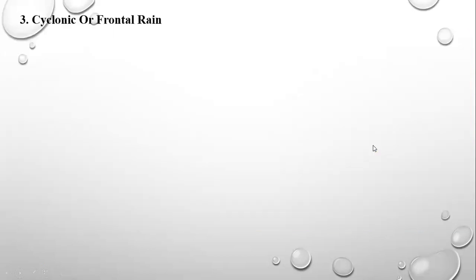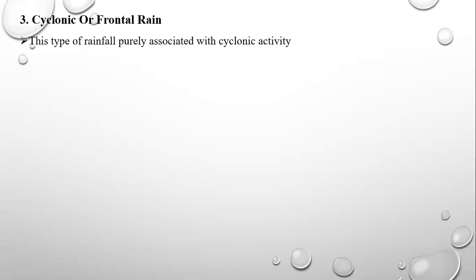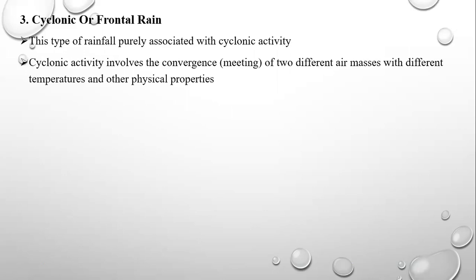Now, let me take you into cyclonic or frontal rainfall. This type of rainfall is purely associated with cyclonic activity. When you just hear the word cyclone, what should come into your mind is wind or air masses. Wind or air masses, cyclone. So this is the type of rainfall which involves the convergence or meeting of different air masses with different temperatures and other physical properties.